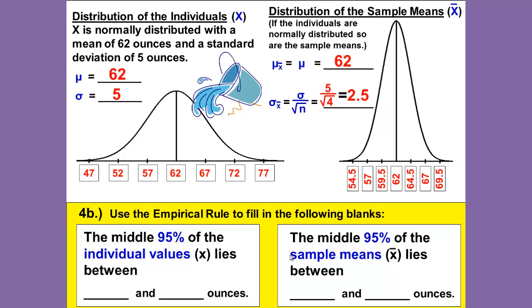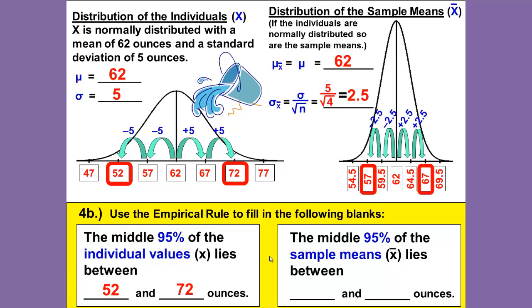Now we will use the empirical rule to find the middle 95%. The middle 95% of the individual values lie between 2 standard deviation jumps, so that lies between 52 and 72 ounces. For the sample means, the middle 95% of the sample means, X bar, lies between, again 2 standard deviation jumps, 57 and 67 ounces.